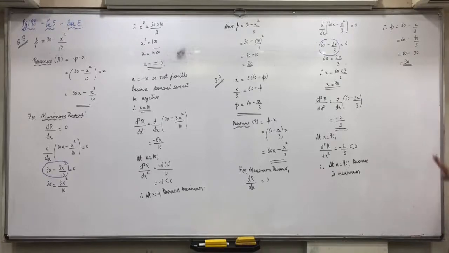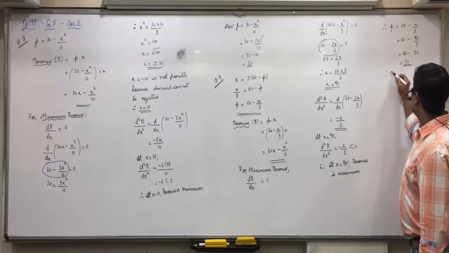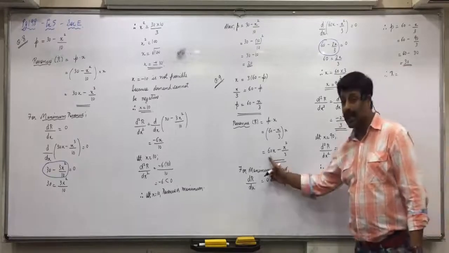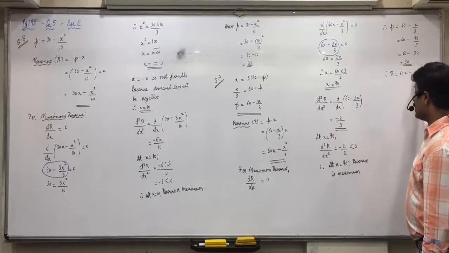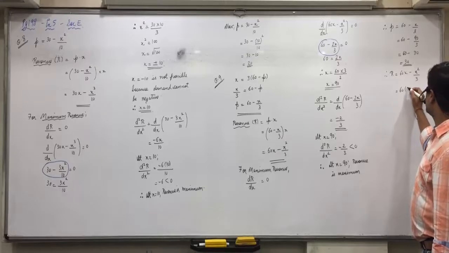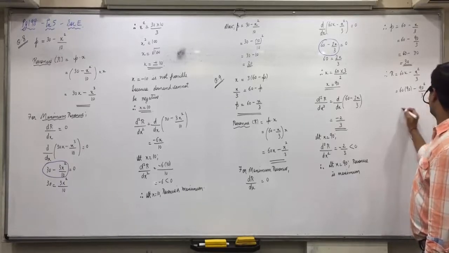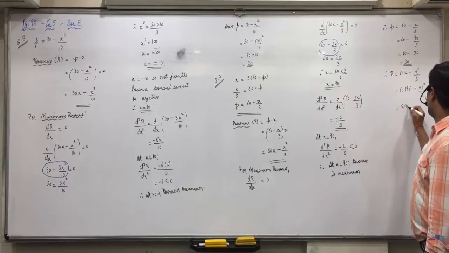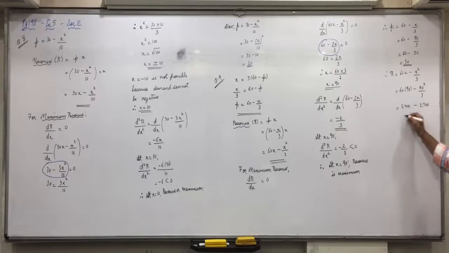Demand is obtained, price is obtained. What else is asked? Revenue is also asked. So revenue R. What is the function of R? 60x minus x square upon 3. What will you again put in x? 90. Minus 90 square upon 3. What is 60 into 90? 5400. 90 square is 8100 divided by 3, 2700. And 5400 minus 2700 is 2700.